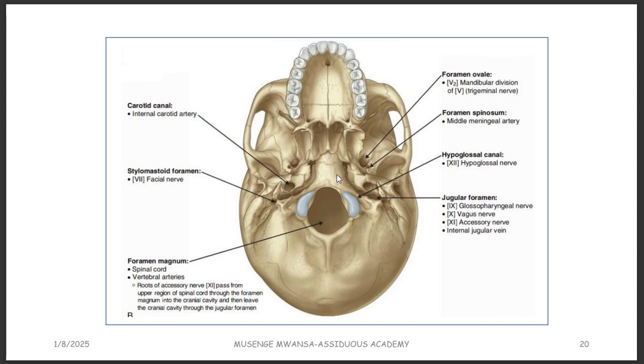Okay, so this is the view from below. Of course, there are many other things that we are going to be able to identify later on, but not for now. Let's not put everything together. So that is it on the cranial fossa.